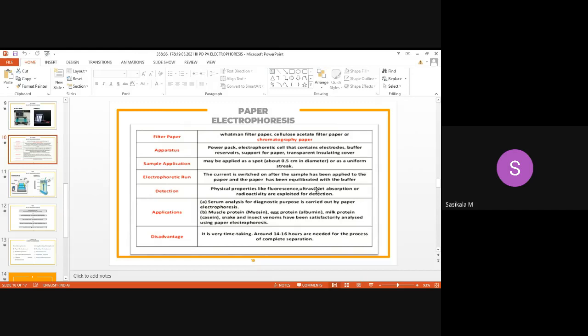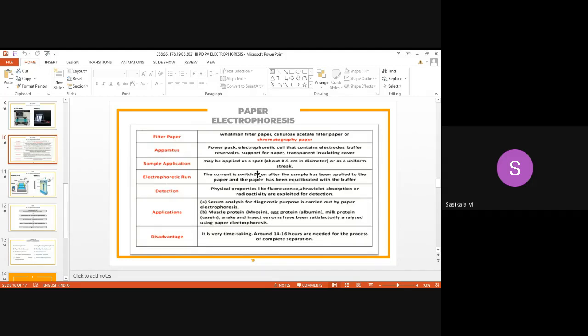Once it is equilibrated with the buffer, the electrophoretic run starts. Then the sample gets separated towards a particular electrode, according to molecular size. If you decide the pH of the buffer as either acidic or basic, then the molecule also carries that particular charge. The molecule will be either positively charged or negatively charged, and the mixture will have all negatively charged or all positively charged molecules, and they will get separated according to their velocity.